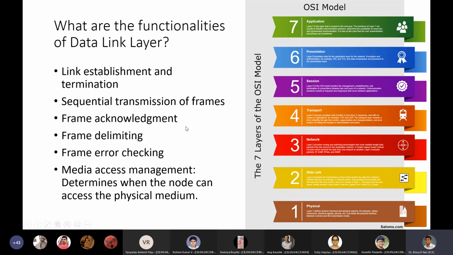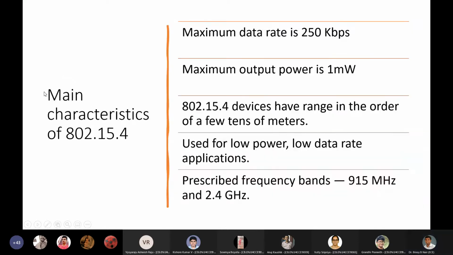So the two bottommost layers are what you will find standardized in IEEE 802.15.4. So these strategies or whatever techniques are being used will be common across all the protocols that you will see based on 802.15.4. Okay, and the general functionality of the data link layer is what I have listed here. And what are the main characteristics? Sorry, the main characteristics of 802.15.4.